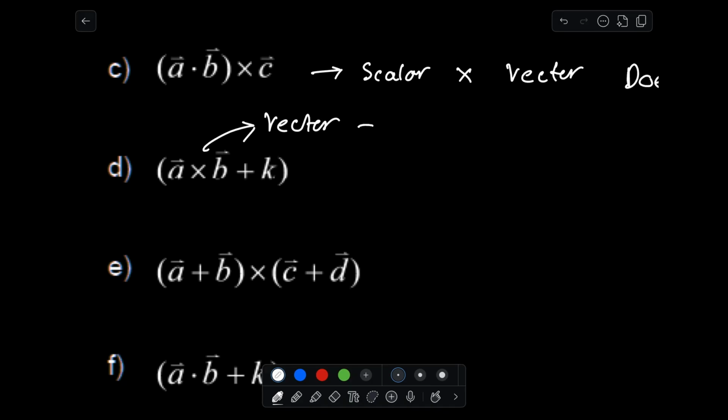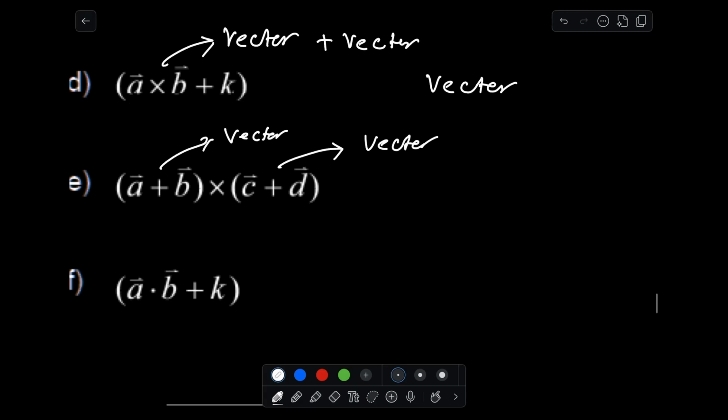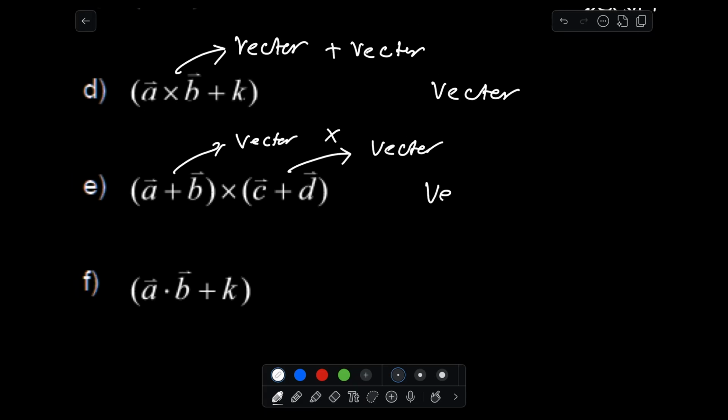And then we add another vector, so it's going to be vector plus vector, which gets us a vector. When you add two vectors, you get a vector. So then a vector cross a vector, by the definition of the cross product, we get a vector.